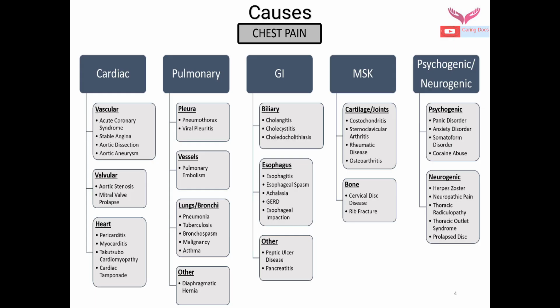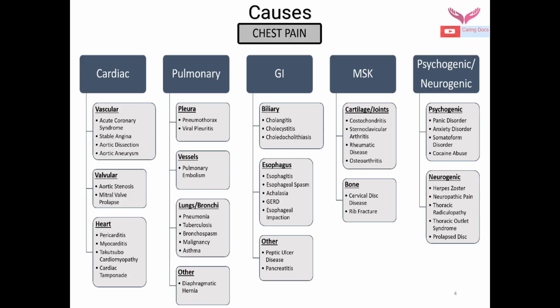The causes of chest pain can be categorized as cardiac, pulmonary or respiratory, gastrointestinal, musculoskeletal, and psychogenic. Among the cardiac causes, the important ones are vascular, valvular, and related to the heart. The vascular causes are acute coronary syndrome, stable angina, aortic dissection, aortic aneurysm. Valvular causes are aortic stenosis, mitral valve prolapse, and the diseases of the heart are pericarditis, myocarditis, takotsubo cardiomyopathy, and cardiac tamponade.